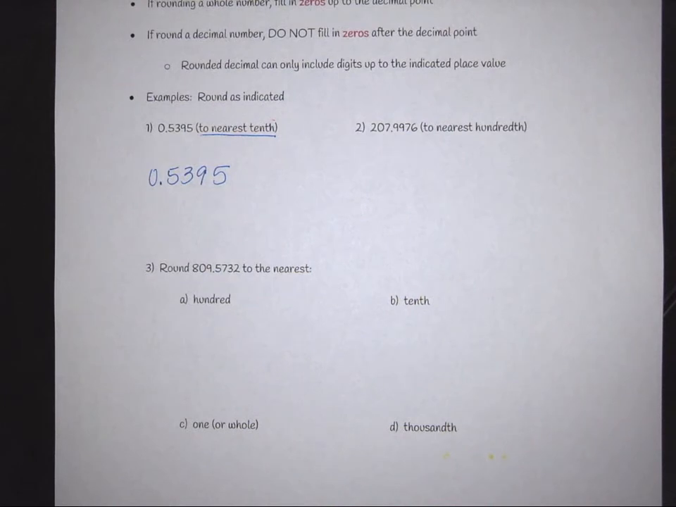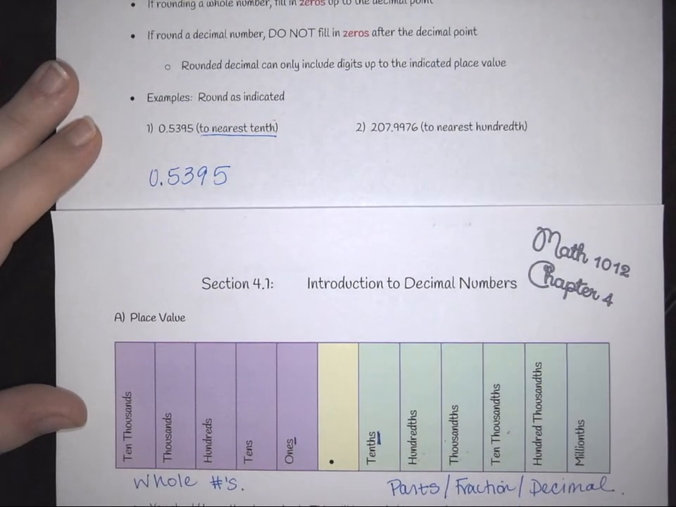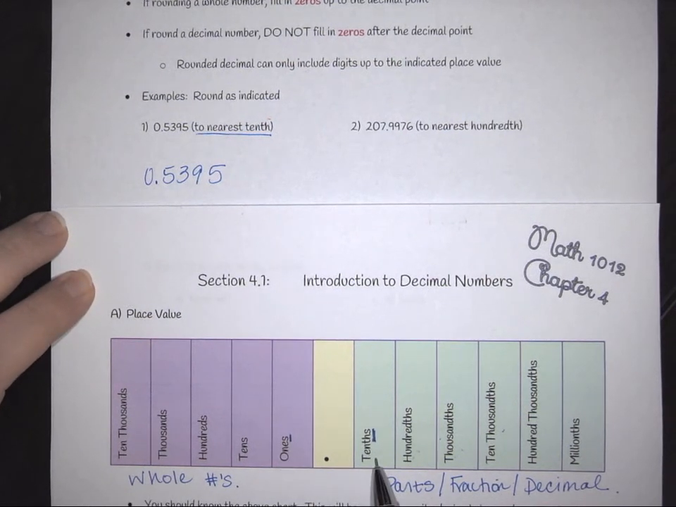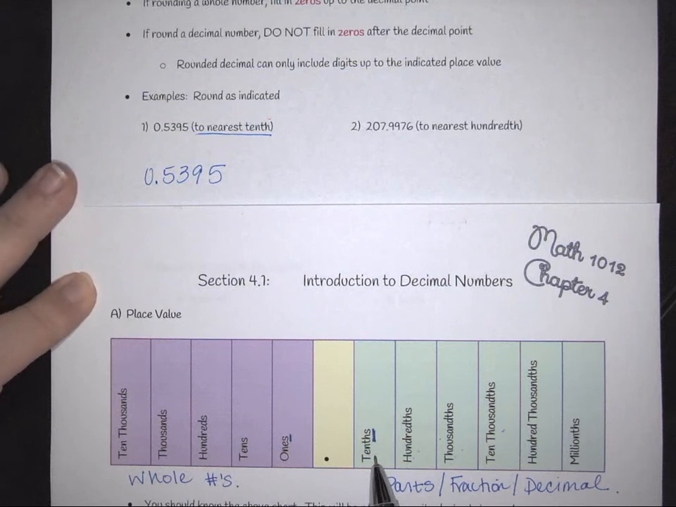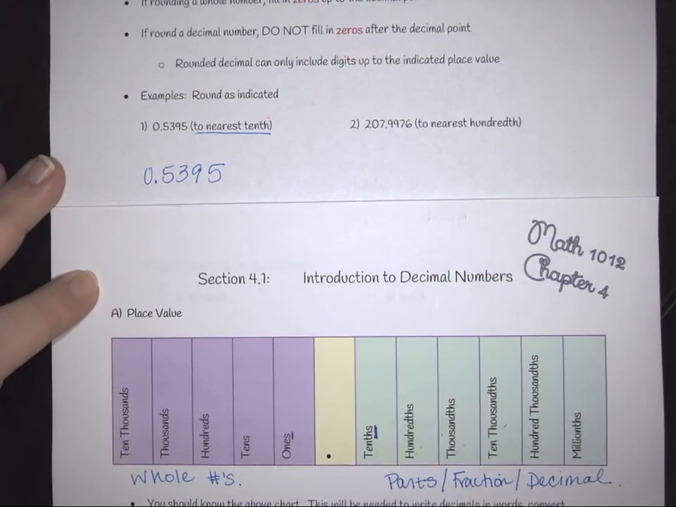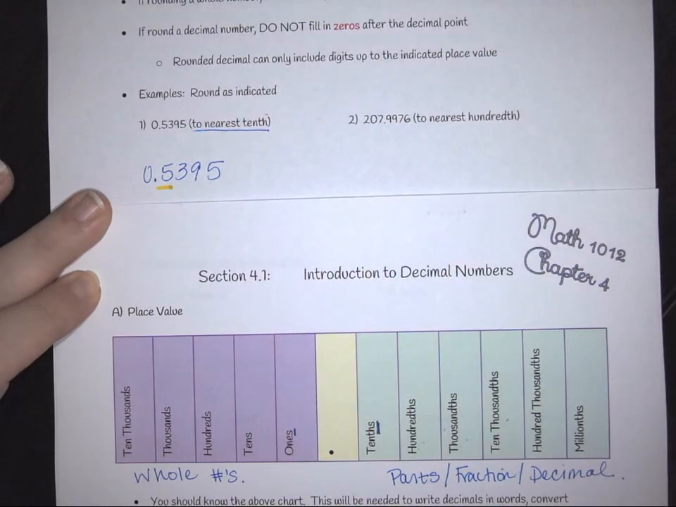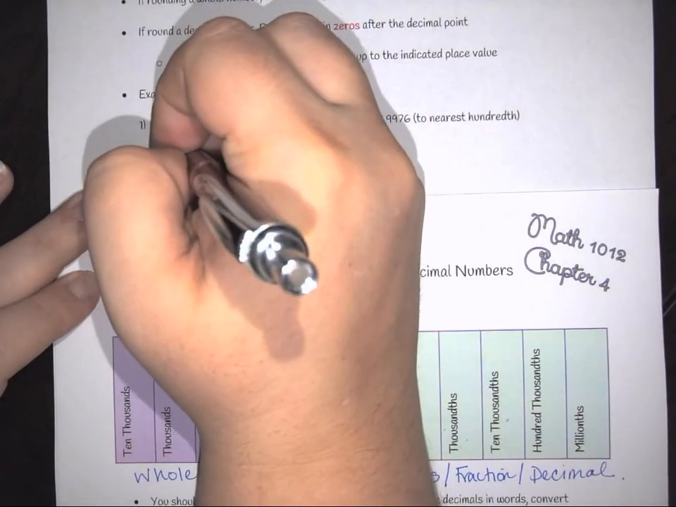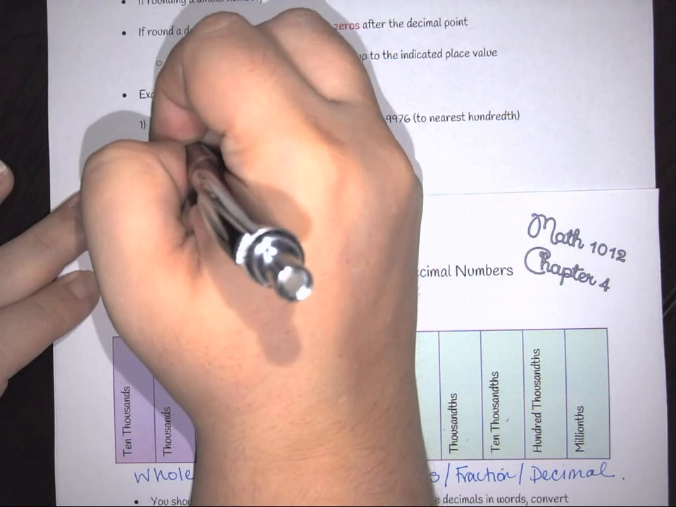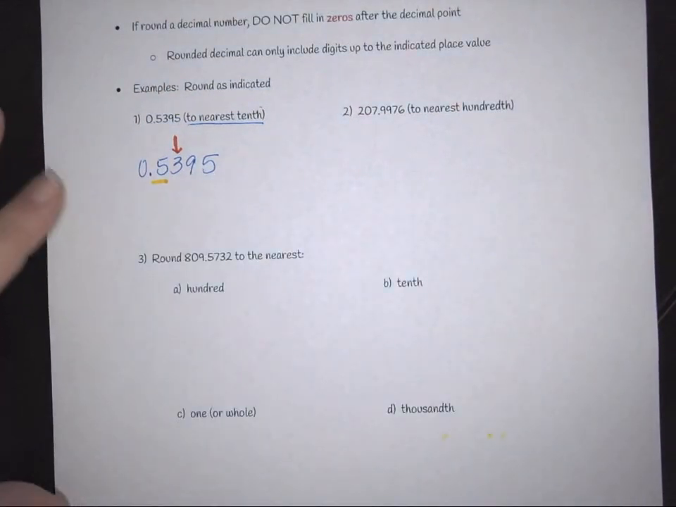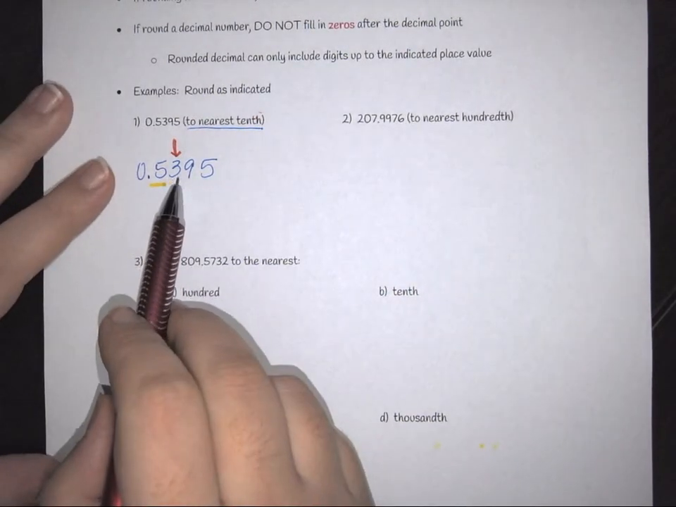So, again, you can reference your little road map. And when we're doing that, notice the tenth is the very first spot next to the decimal. Okay? So we want to round to the nearest tenth. So that is this spot here. In order to do that, we have to look at the spot directly to the right. So we're going to look just strictly at this 3. We're going to ask ourselves, is this greater than 5?